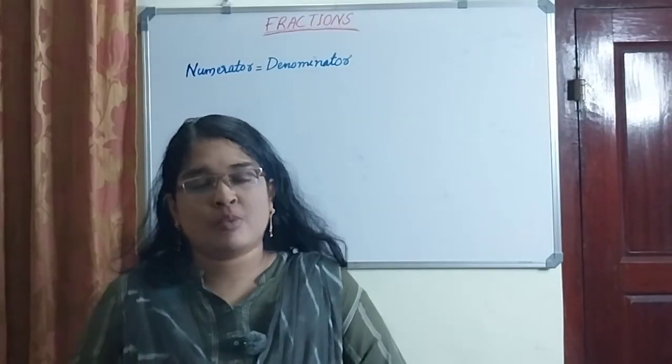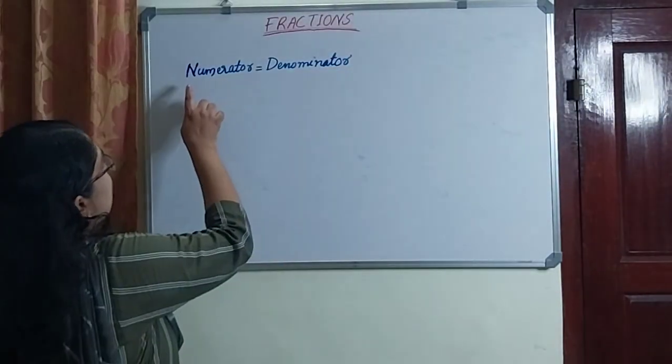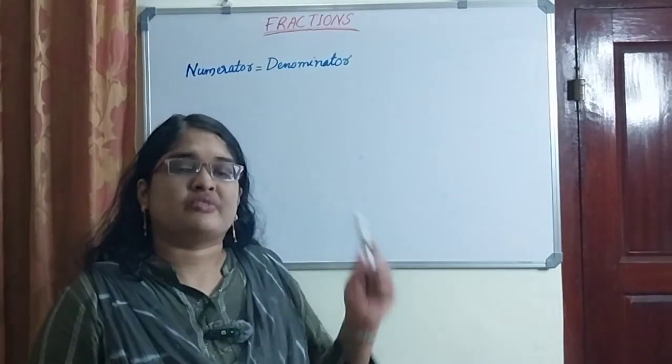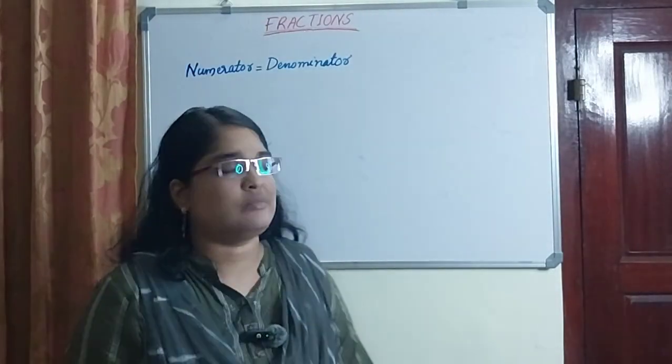Now I am sharing a bonus point. If in a fraction the numerator is equal to the denominator, this type of fraction is called improper fraction.